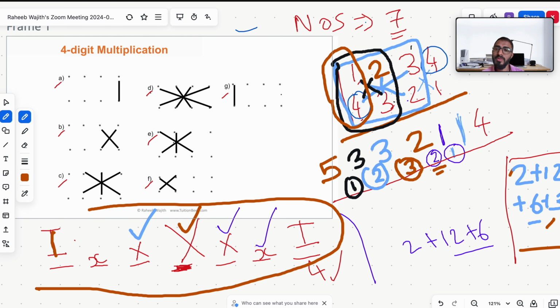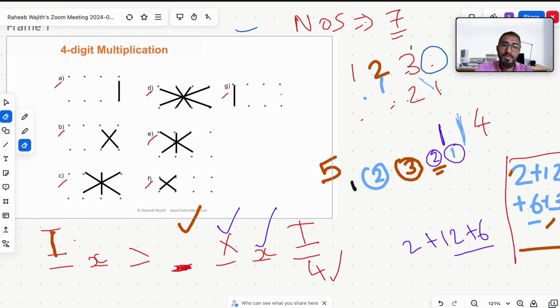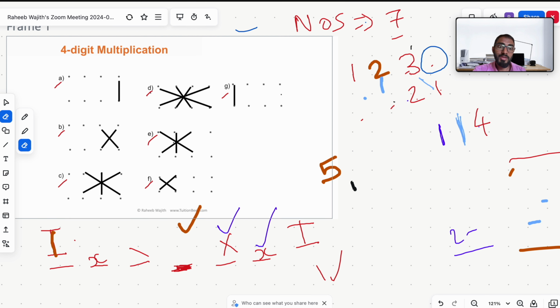So don't stop here with this 4 into 4. Just look at the pattern and try 5 into 5. Okay. So try 5 into 5. Try different numbers. I'll just draw a pattern for this 5 into 5, so that you get an idea.